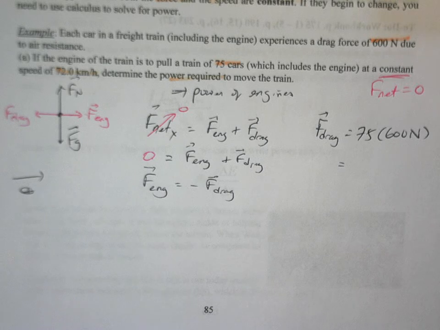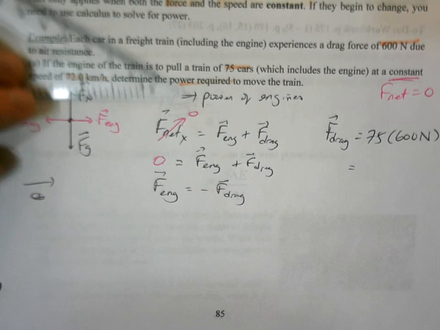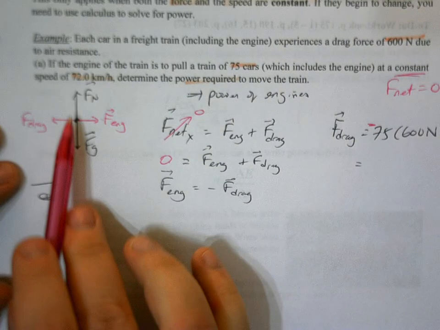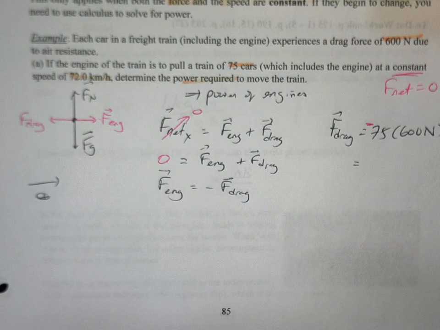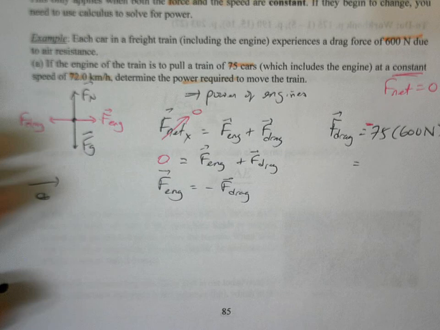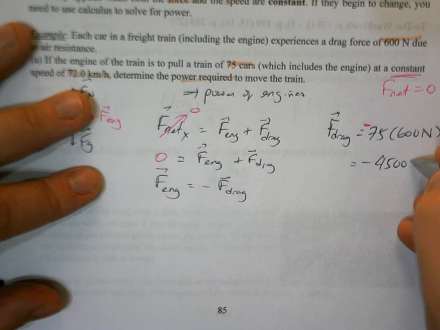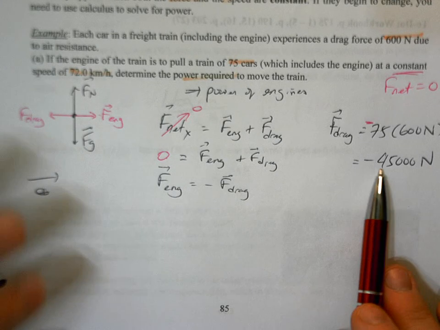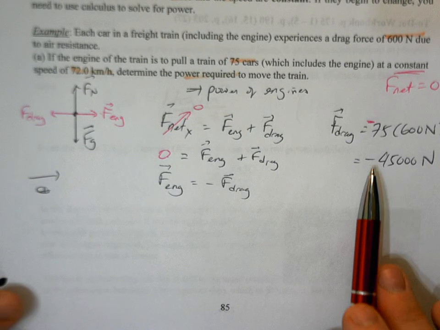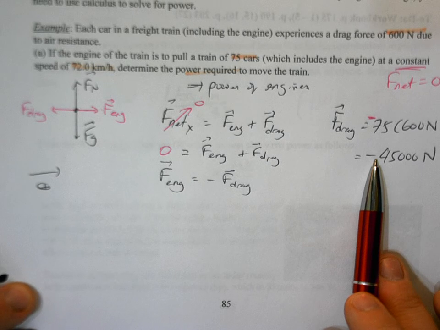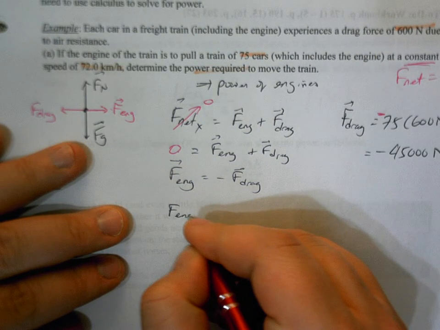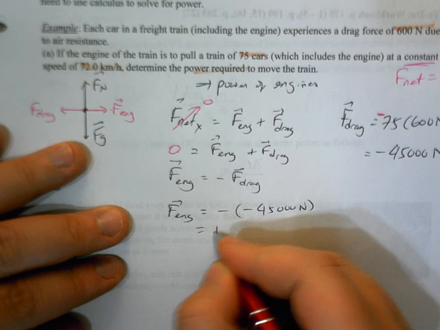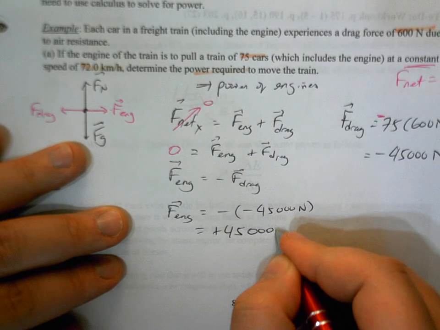Now this drag force, I should probably also specify a direction. Oh yeah, I called right positive. So this thing is going to have to be negative because it's going against our positive convention. So that drag force, we want it to be a negative, and we're going to get about negative 45,000 newtons. So this is what's resisting the train. We have 45,000 newtons of drag force in the opposite direction of motion. So the engine's force is going to be the negative of that negative 45,000 newtons, or we could say it's positive 45,000 newtons.